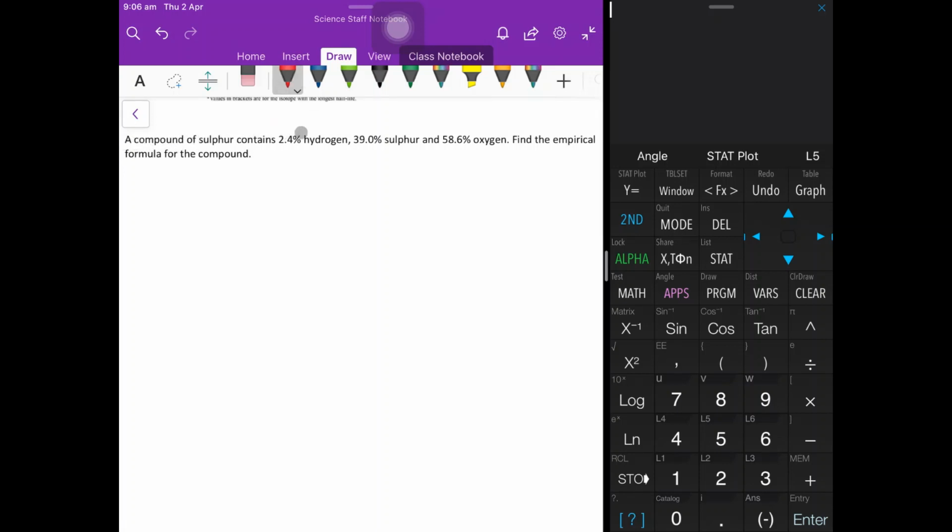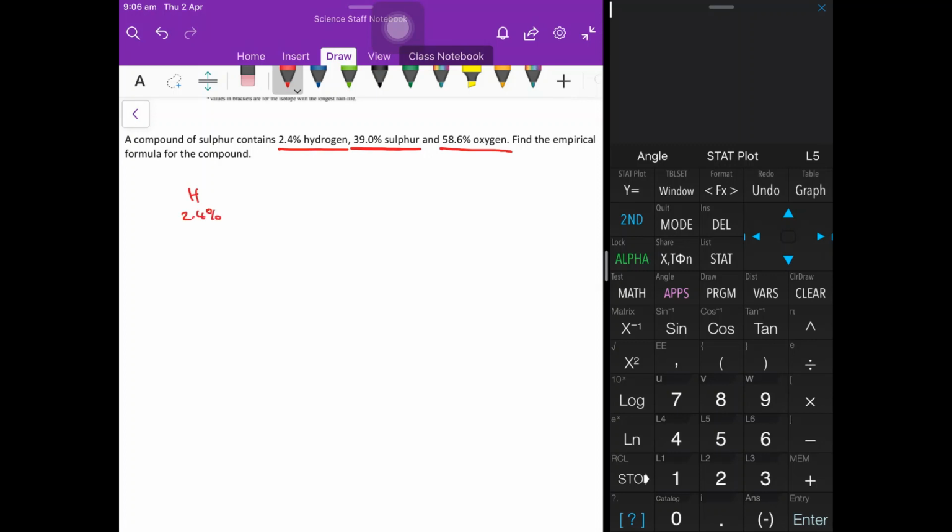A compound of sulfur contains 2.4% hydrogen, 39% sulfur, and 58.6% oxygen. Find the empirical formula for the compound. Okay, let's highlight some of the key information here: 2.4% hydrogen, 39.0% sulfur, and 58.6% oxygen. Let's write that information down.